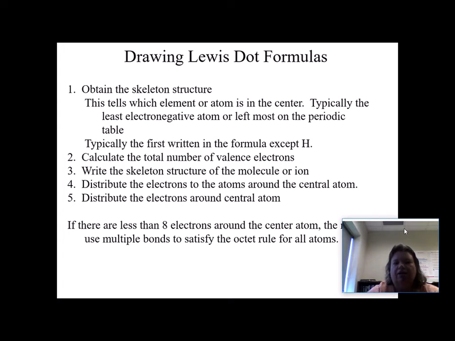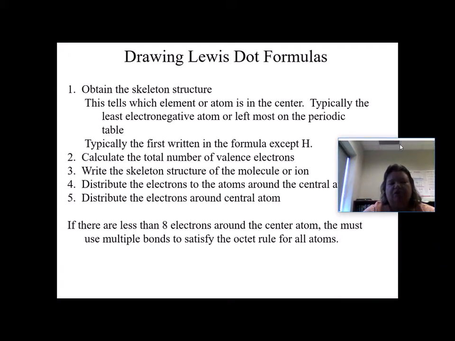Second is to calculate the total number of valence electrons. Third is to start adding the bonds to the skeleton structure. Fourth is to put electrons around the atoms around the central atom, so basically the outside atoms. And then fifth, if you have any left over, you distribute those electrons around the center atom.